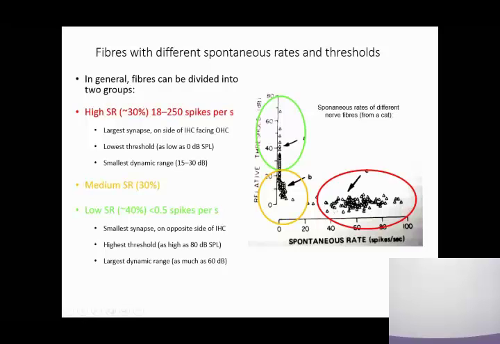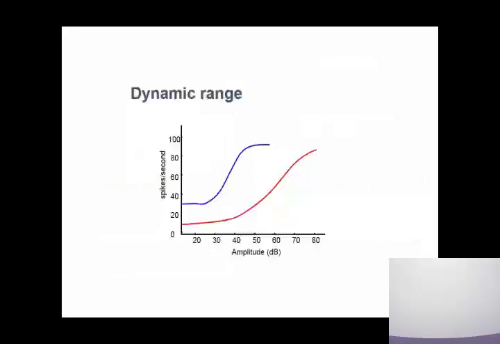They're the ones that work at threshold, and they detect very, very quiet sounds. And we have the ones that have a very high threshold, but also a very high spontaneous activity. So they're less reliable, but they give us a bigger dynamic range. So here's my little figure to hopefully make that a little bit clearer.